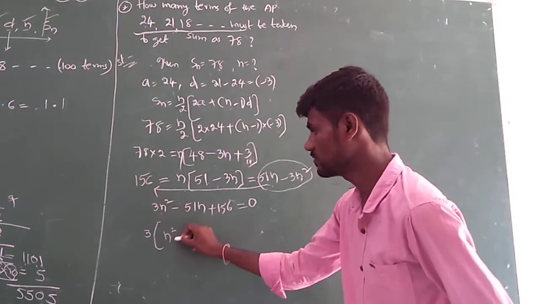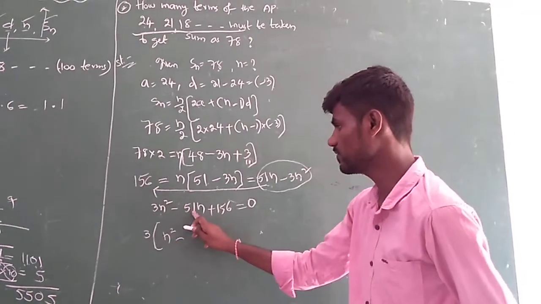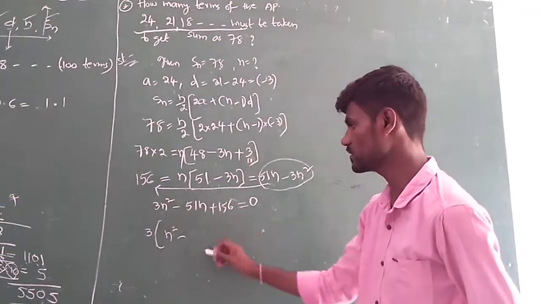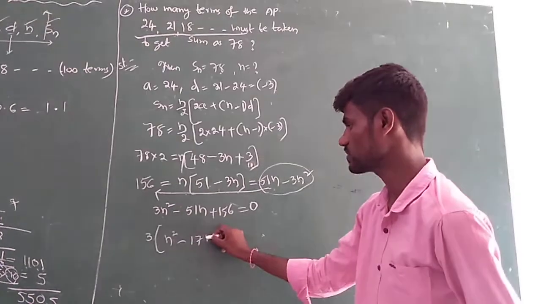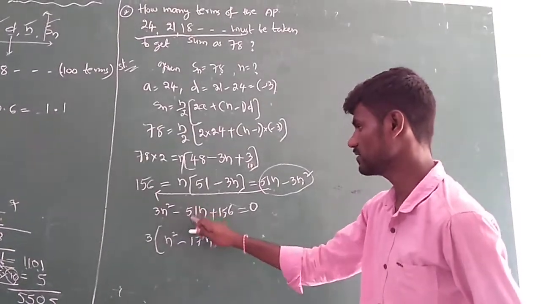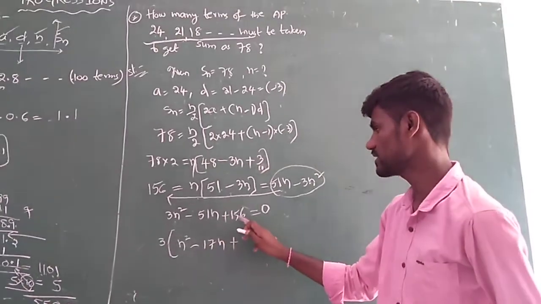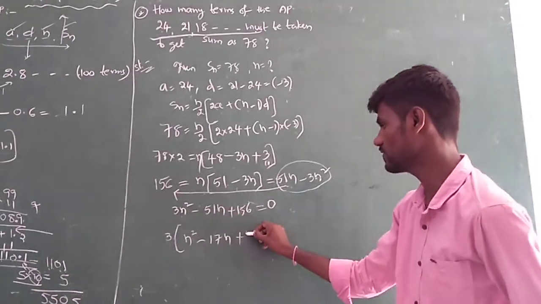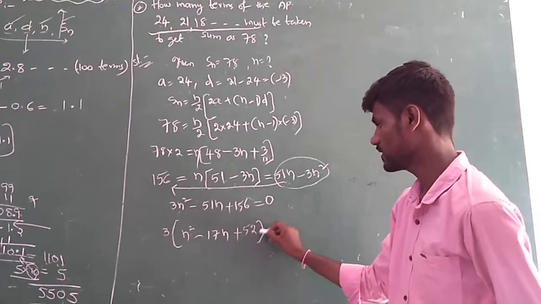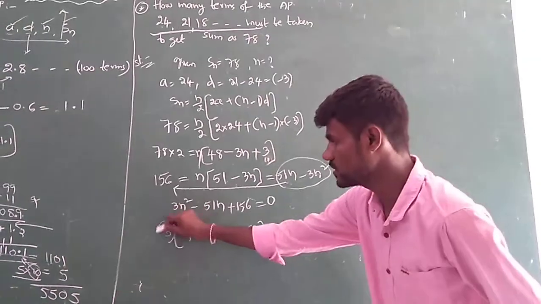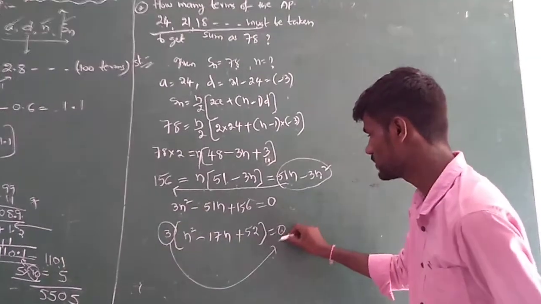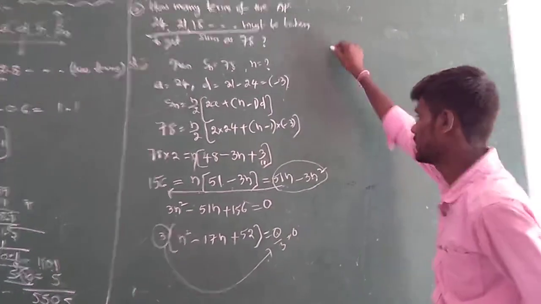One more time to simplify, take 3 common in it. So n square, 51, 3. Divide 51 by 3. How many times is it possible? 17 times. How? 3 1s are 3, 21, 3 7s are 21 plus 3, 156. Divide: 3 5s are 15, 3 2s are 6, equals 0. Now transpose this 3 to the opposite side, 0 by 3 becomes 0.